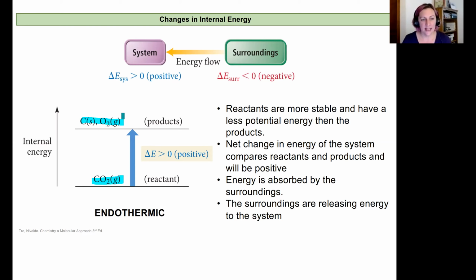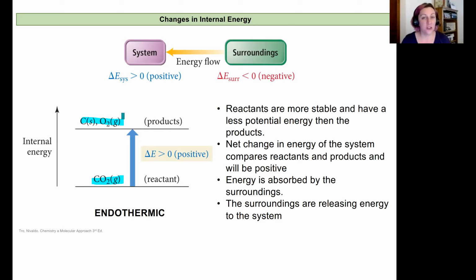In this case, if we're going to increase that internal energy, we have to get that energy from somewhere. We can't create it from nothing. So energy is going to flow from the surroundings into the system to supply that energy. You could think of it as the system stealing energy from the surroundings to allow this transformation to take place. You could say that it's consuming energy, taking it from its surroundings. We call these reactions endothermic.